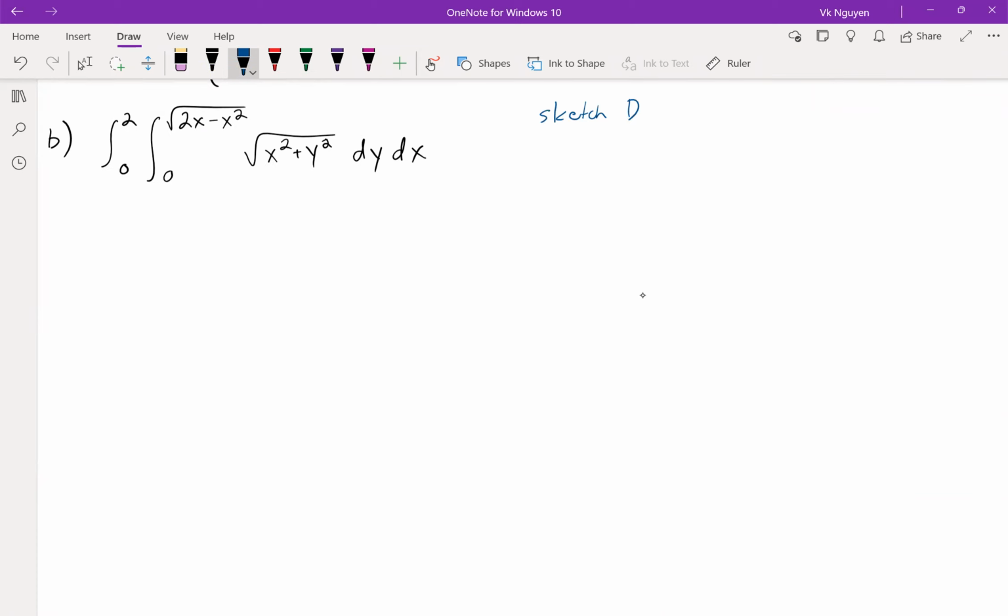In order to sketch D, you're going to know that y goes from 0 to this curve here, 2x minus x squared, and then x goes from 0 to 2. So y equals 0 is the x-axis. X is from 0 to 2, so it should be somewhere above the x-axis, but let's take a look at this. Y equals the root of 2x minus x squared.